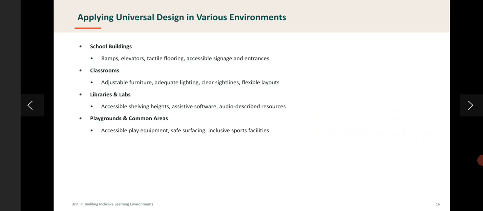And according to the Center for Universal Design, it is the design of products and environments to be used by all people to the greatest extent possible without the need for adaptation or special design. So it should be universally used by everybody. There shouldn't be any special things in it. Everybody can use it, even the disabled and even the non-disabled. That is the main thing.